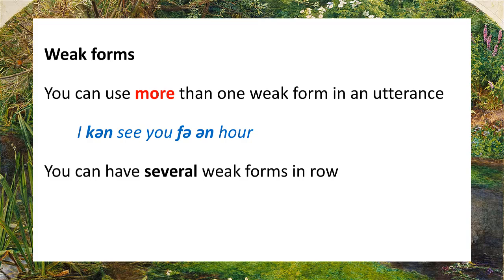Indeed, you can have several weak forms in a row. I thought there was an exit. There wasn't. I thought there was an exit. This is actually very common in English. There was an error. There was an accident. There was an outbreak.